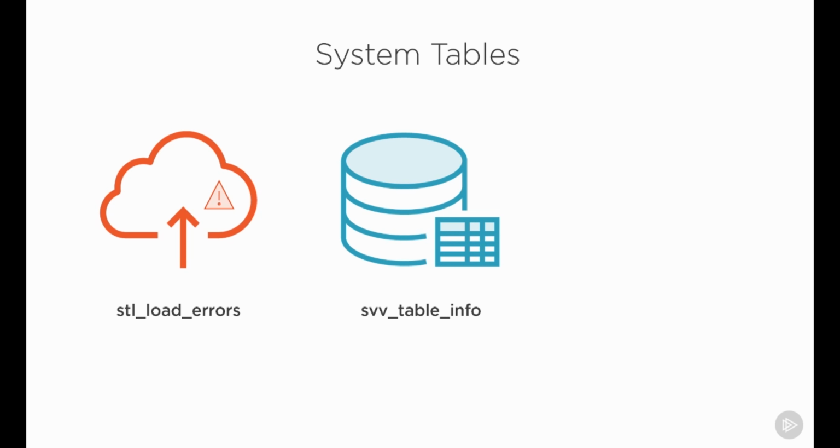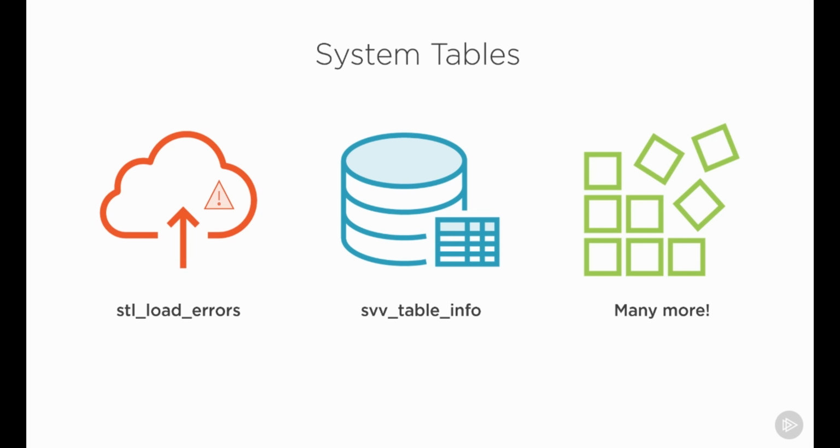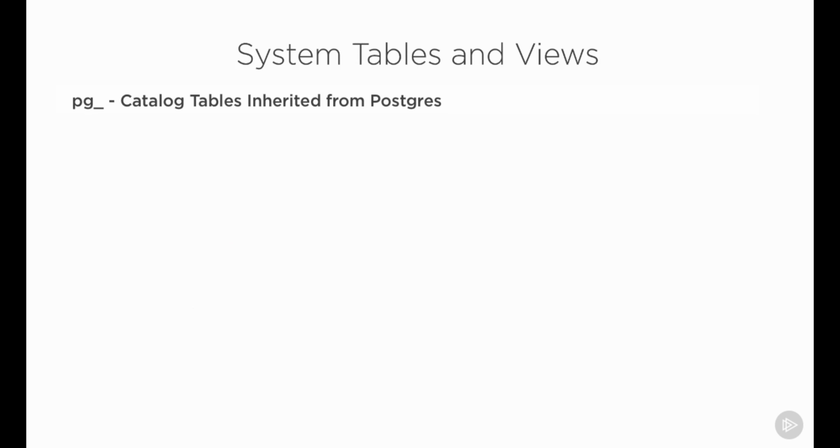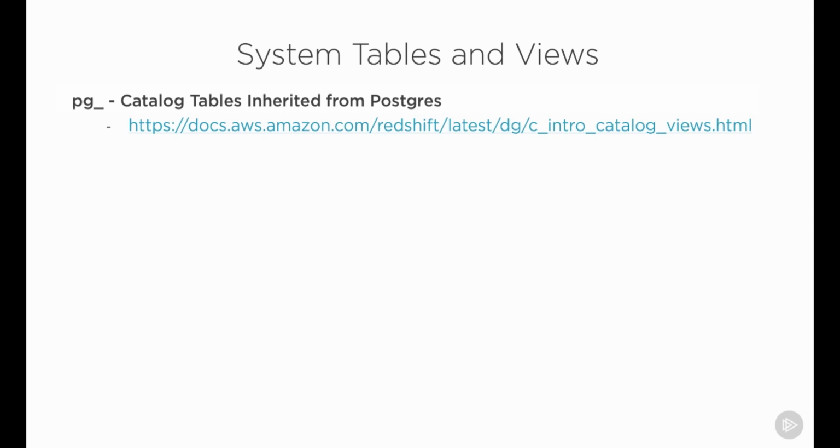But there are a ton of other system tables and views available to us to gather metrics, configuration details, and metadata about everything from user connections, sessions, transactions, memory allocations, and even WLM queries like we just covered. Not to mention a large number of catalog tables that were inherited from Postgres, those PG underscore tables. Those specific to Redshift are documented here, and those it shares in common with Postgres are documented here on this Postgres documentation site.